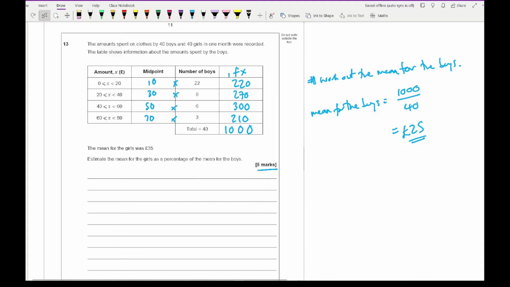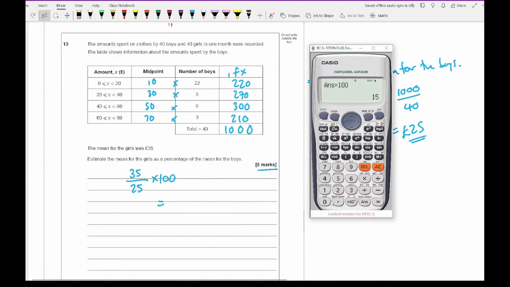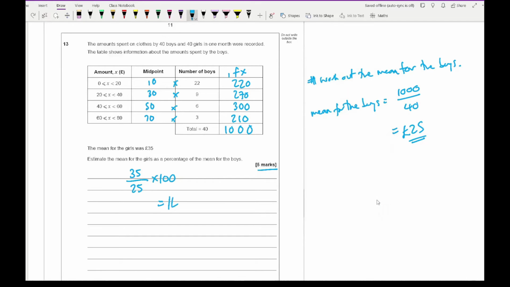So what we need to just do here is 35 divided by 25 multiplied by 100, and typing that into the calculator, that gives me an answer of 140%, which kind of makes sense because the girls' mean was greater than the boys'.